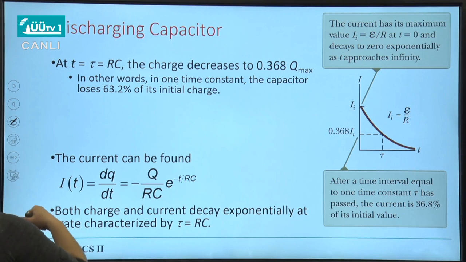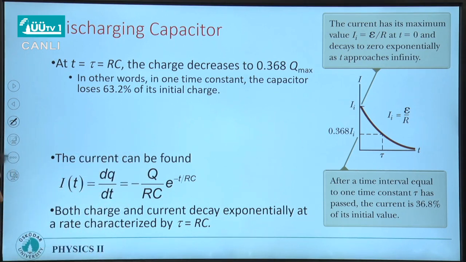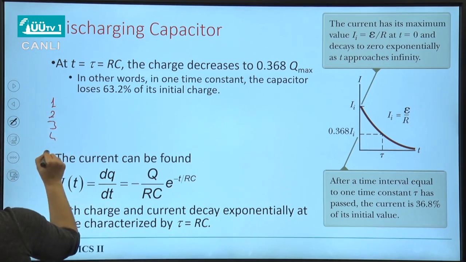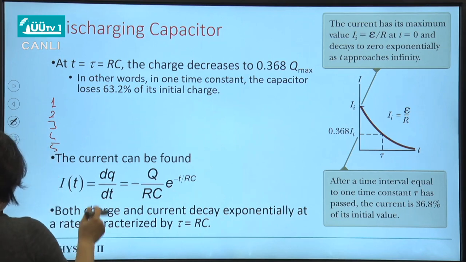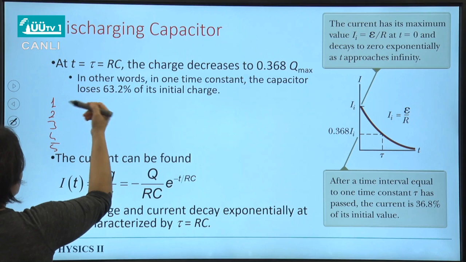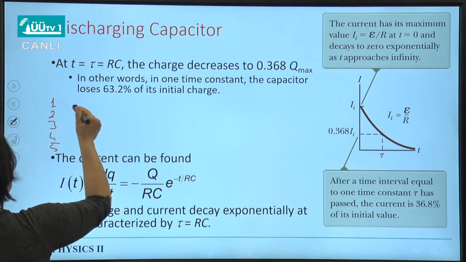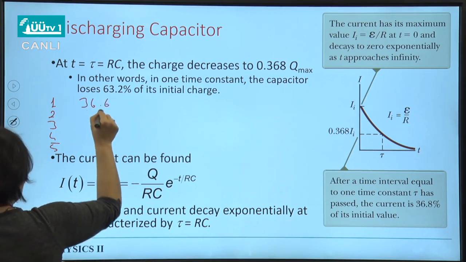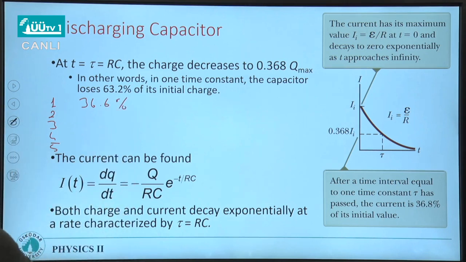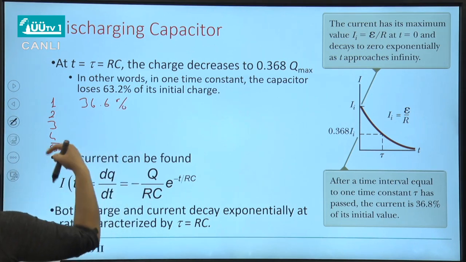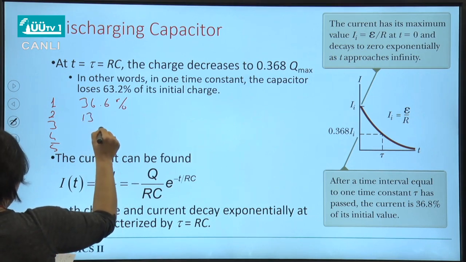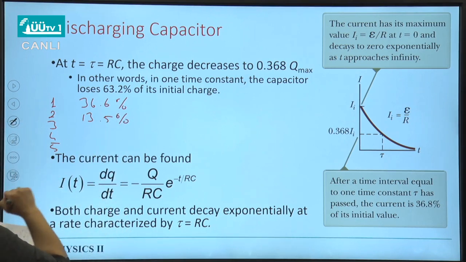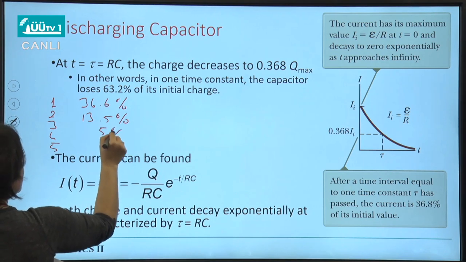Like the previous calculation, let's try to calculate it. We can write after 1 tau, 2, 3, 4 and 5 tau, how many percent is left of the charge or current. They are both decreasing. After 1 tau, 36.8% of the charge will be left. After 2 tau, 13.5% of the maximum. After 3 tau, it will be 5%.